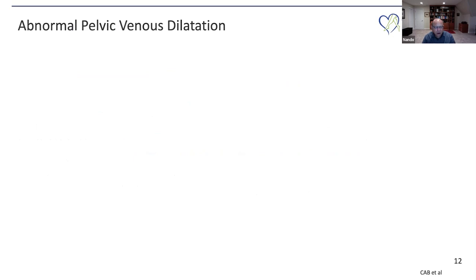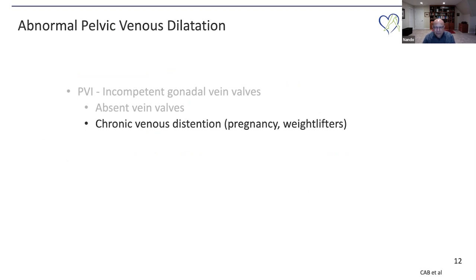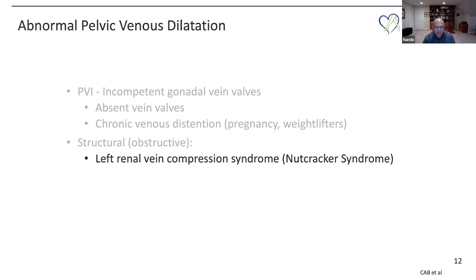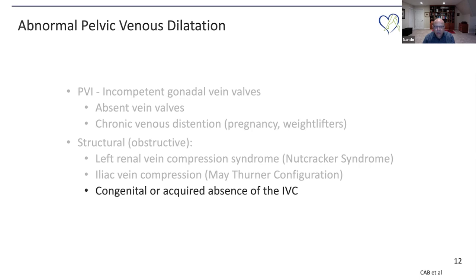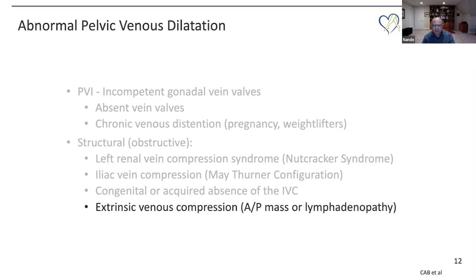Let's move on to the causes of abnormal pelvic dilatation. Pelvic venous insufficiency is due to incompetent or absent gonadal vein valves. Chronic venous distension, such as pregnancy or weightlifters, is also a cause. And the second major cause is obstruction: the left renal vein compression syndrome, the iliac vein compression, congenital or acquired absence of the IVC, or extrinsic compression from an abdominal pelvic mass or lymphadenopathy.